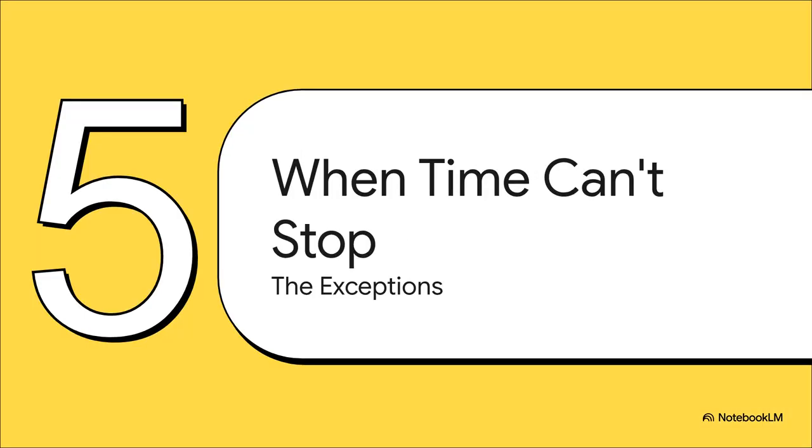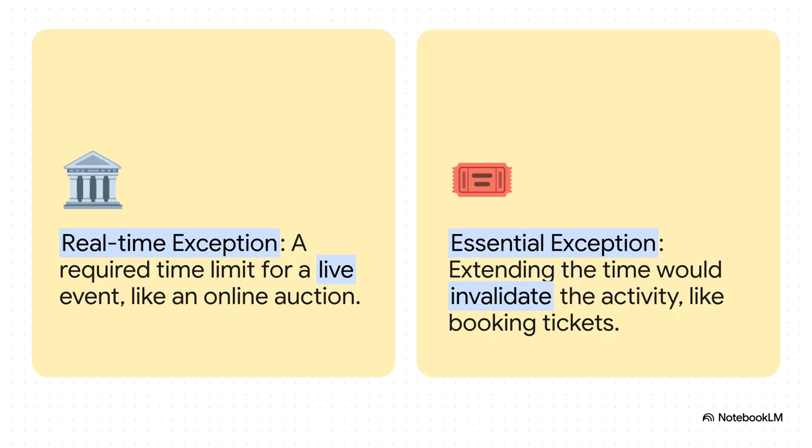Now, of course, this rule is also really practical. It totally gets that sometimes a ticking clock is unavoidable. It might even be essential to what you're doing. And so it includes a few key exceptions. There are 2 main exceptions you really need to know. The first is the real-time exception. This is for live events, like an online auction, right?